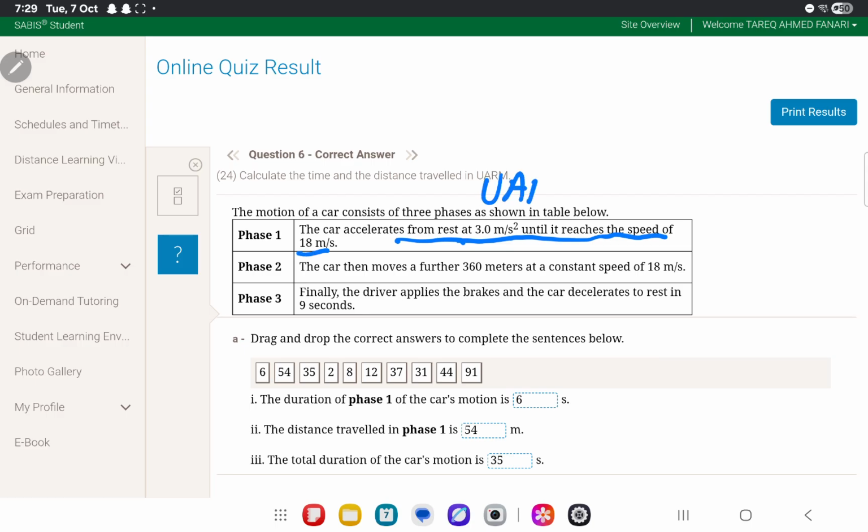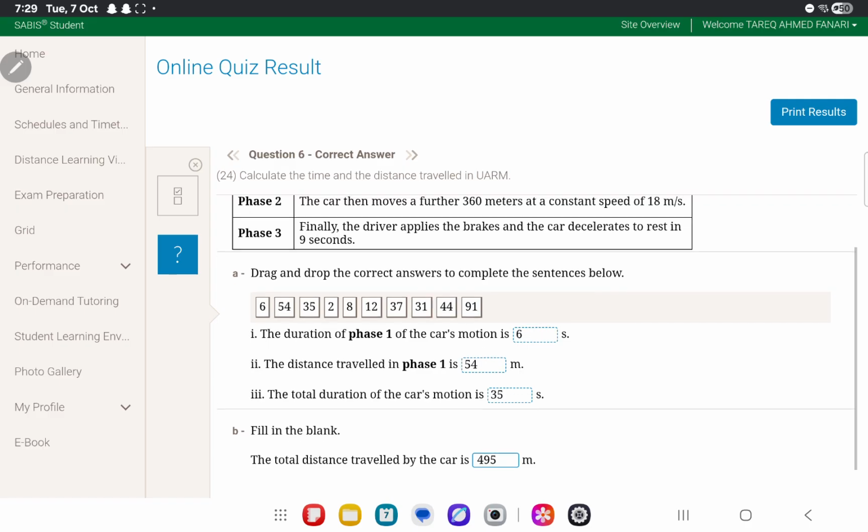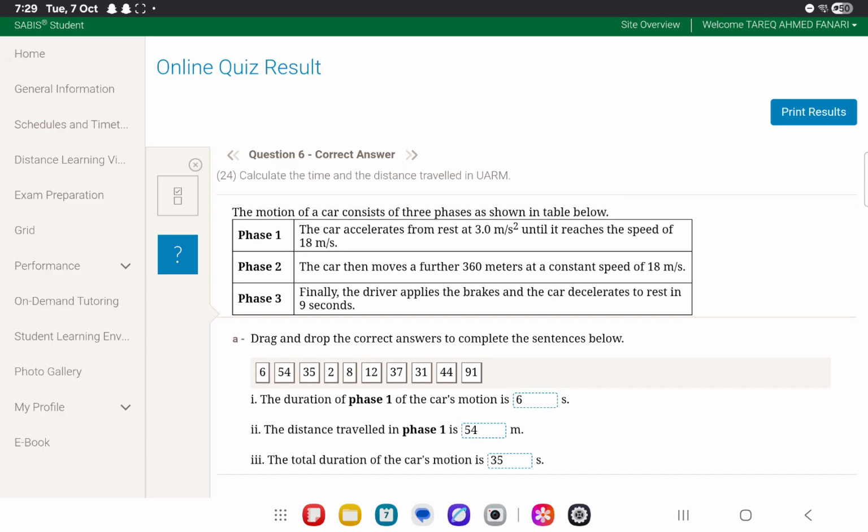That means what? UARM. Done. Okay, that means we can apply the acceleration formula because it's a constant, right? So it's a equals delta v over delta t, right? So a is 3. 3 is equal to delta v, which we have it starts from rest, so v initial is equal to 0, and vf, the final velocity, is equal to 18. So it's 18 minus 0 over t. Right, so 3t is equal to 18 when you rearrange the equations. So divide, it will give you 6 seconds. That's the first answer.